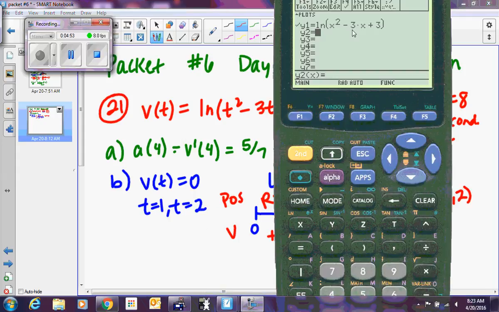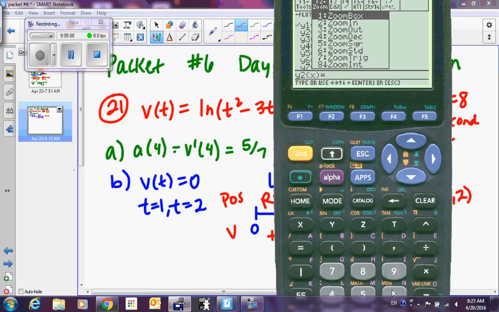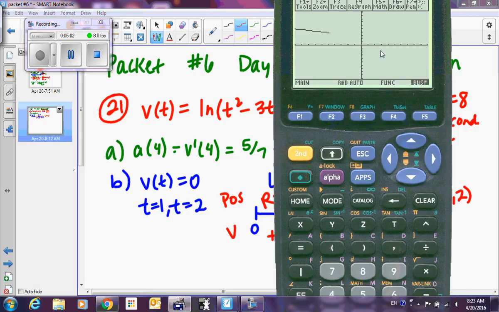A different way we could have done this is to graph velocity. Notice I didn't do t, I used x. And then if we just did a standard 6 window, we don't really need all of this. We really only need 0 to 5. So if we wanted to change that window, we could. It looks like it's a little scrunched there.